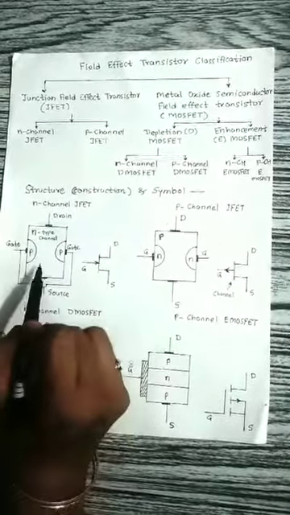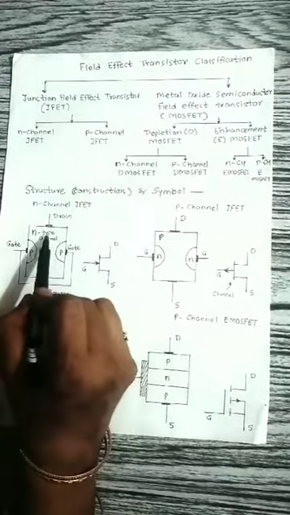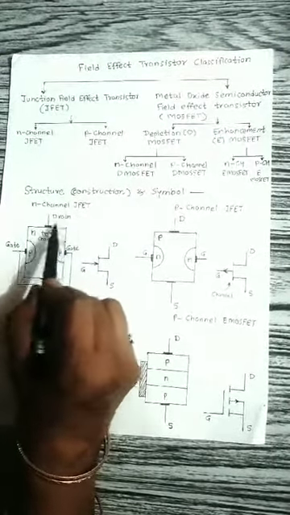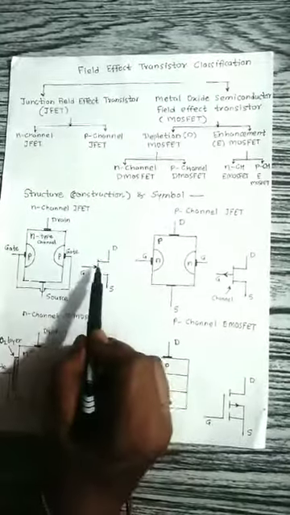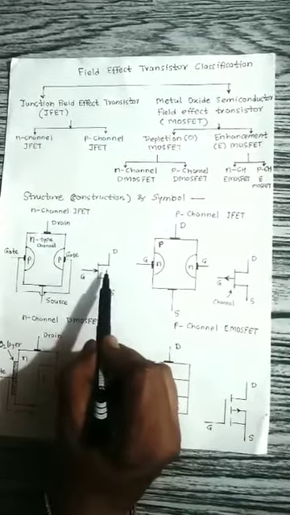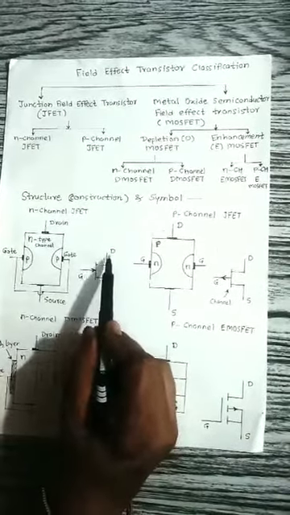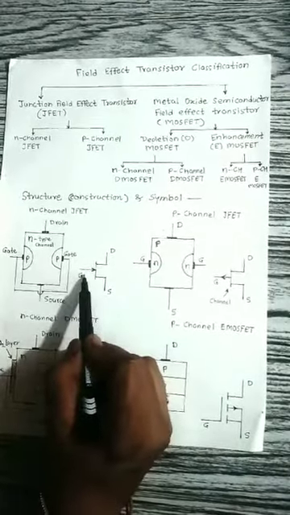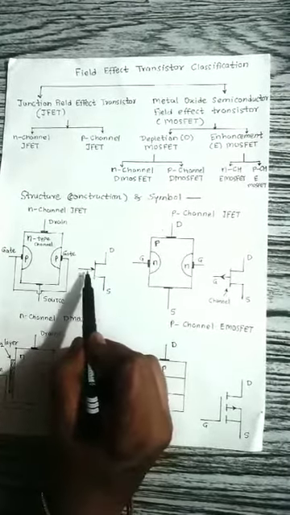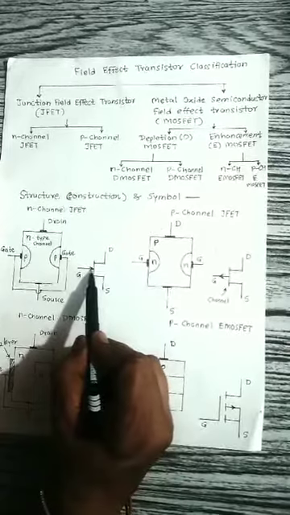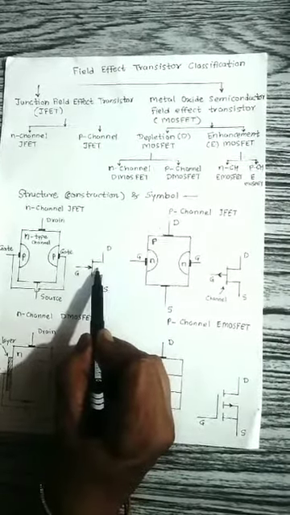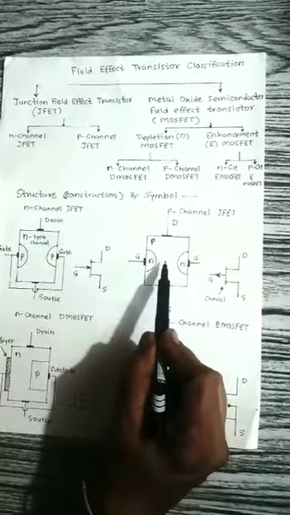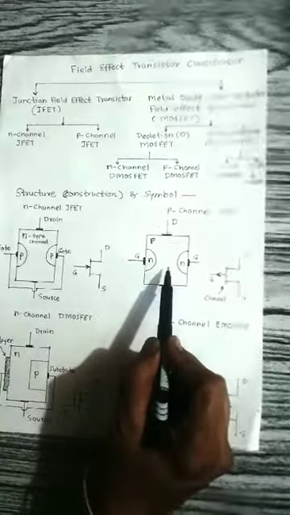Source will provide electrons and they will leave from drain terminal. Then this is the symbol of this N-channel JFET: drain, source and gate. These are the three terminals, and see, this arrowhead is towards the channel. Now this is symbol of P-channel JFET.